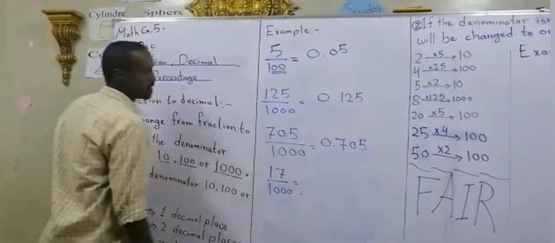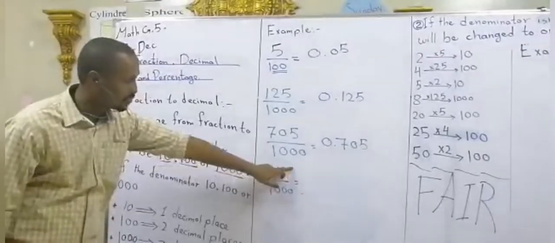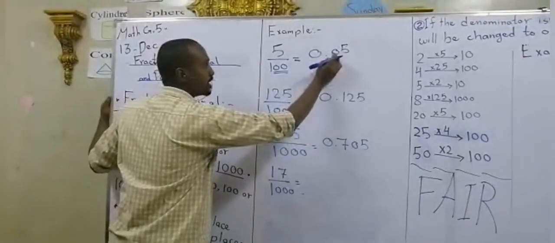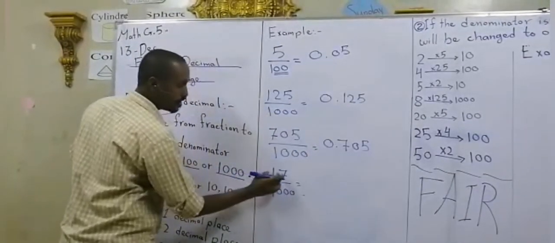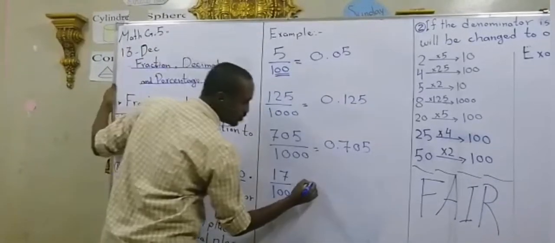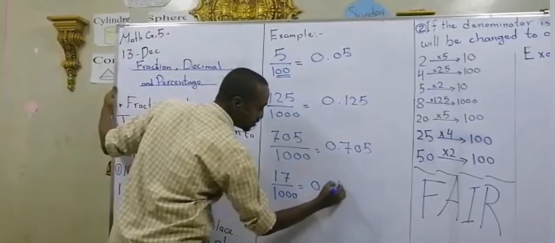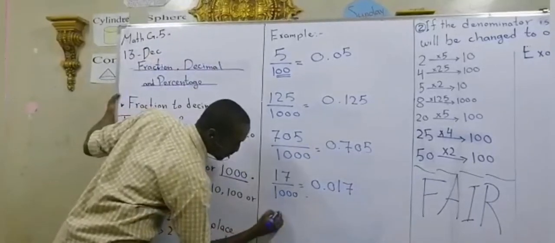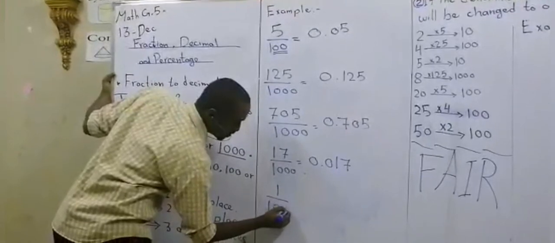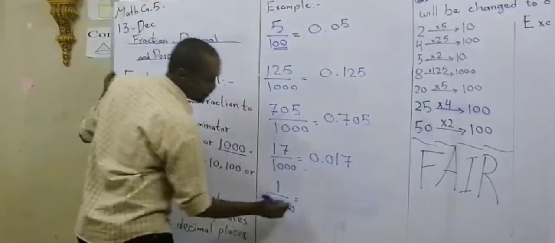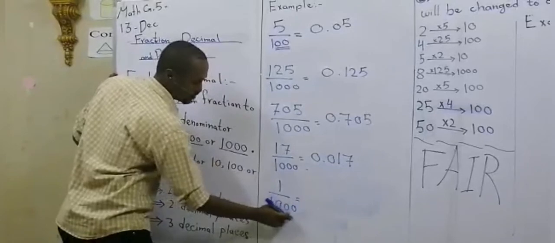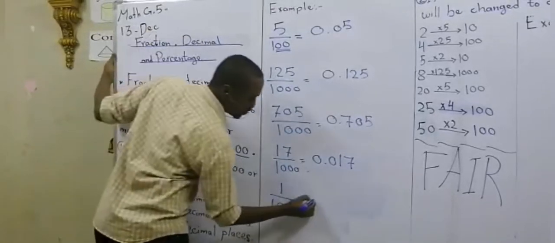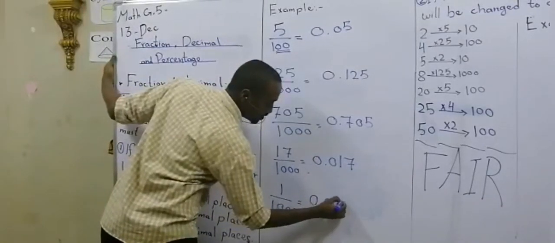So if you have only 2 digits here and 3 zeros, for example, 17 over 1000, you're going to write what? 3 zeros, that means 3 decimal places, but here we have only 2 digits. So with the same idea, I'm going to write 0 between the numerator and the point. So it will be 0.017. If we have only 1 digit, for example, 1 over 1000, it should be 3 decimal places. I'm going to put 2 zeros between the numerator and the point. It will be 0.001.